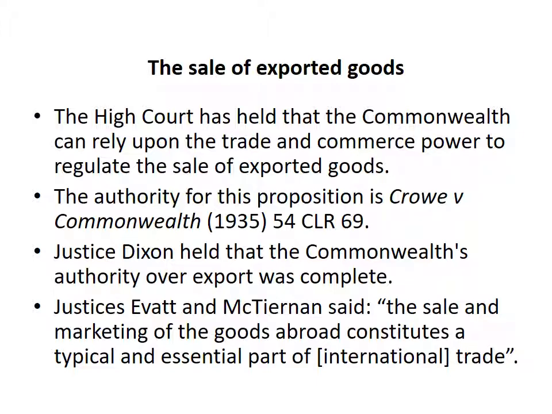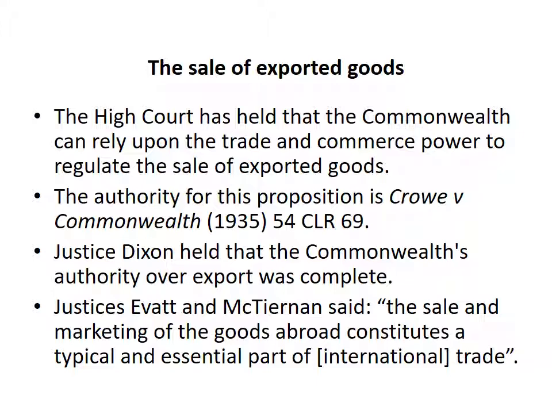The Commonwealth Dried Fruit Export Control Act provided for the regulation of the sale and distribution of dried fruit exported from Australia. William Crowe was a fruit merchant who exported and sold fruits in the United Kingdom, Canada, and New Zealand. He argued that the Act was invalid on the ground that the trade and commerce power did not empower the Commonwealth to regulate the sale of goods overseas, that the words "with other countries" did not mean "in other countries." The High Court rejected that argument.